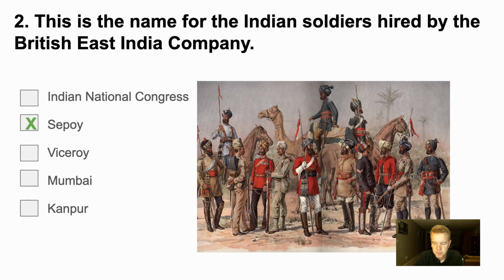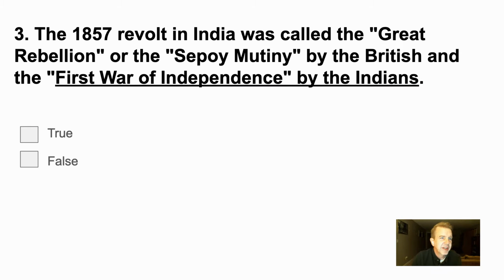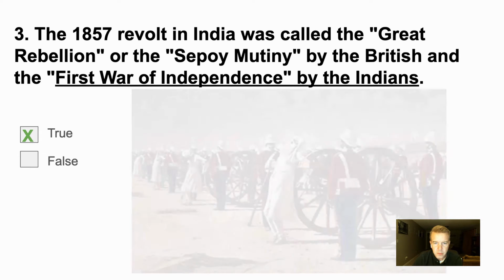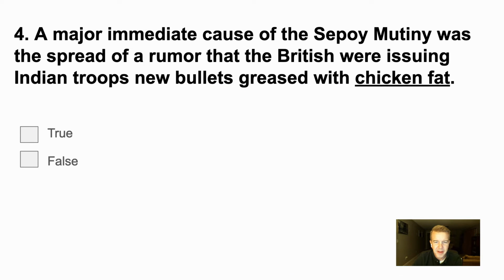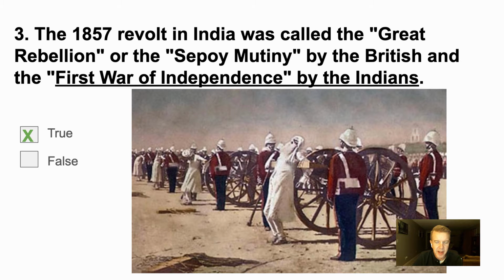These are sepoys. Okay, and depending on the region they're from, they're going to have various different sorts of uniforms and regiments as well. Moving on here, the 1857 revolt in India was called the Great Rebellion, or the Sepoy Mutiny, by the British, and the First War of Independence by the Indians. That's true. The Sepoy Rebellion, not a fun thing. When they actually got done, they executed some of the leaders of this by, yes, they are strapped to cannons that were then fired. Sorry.